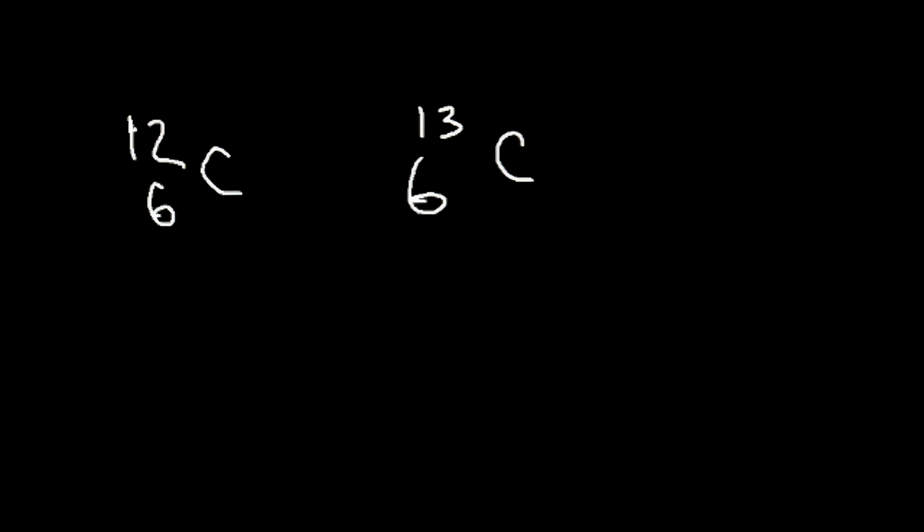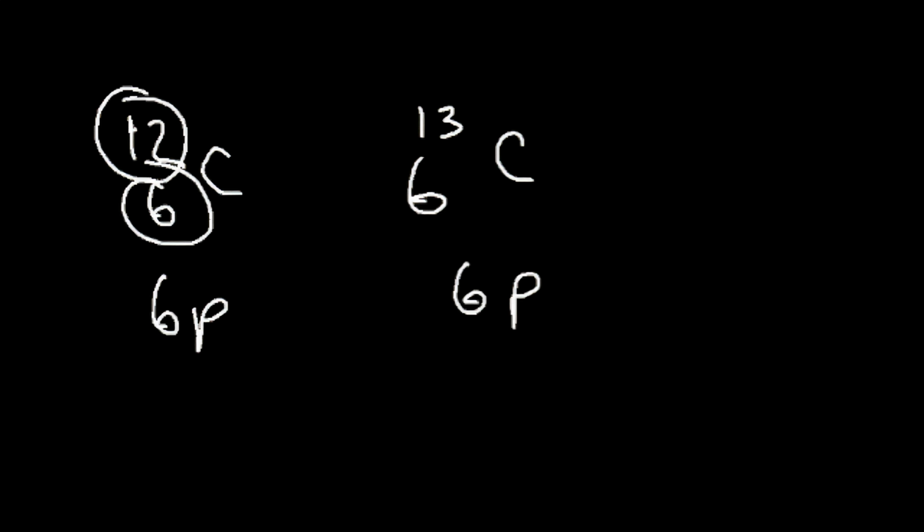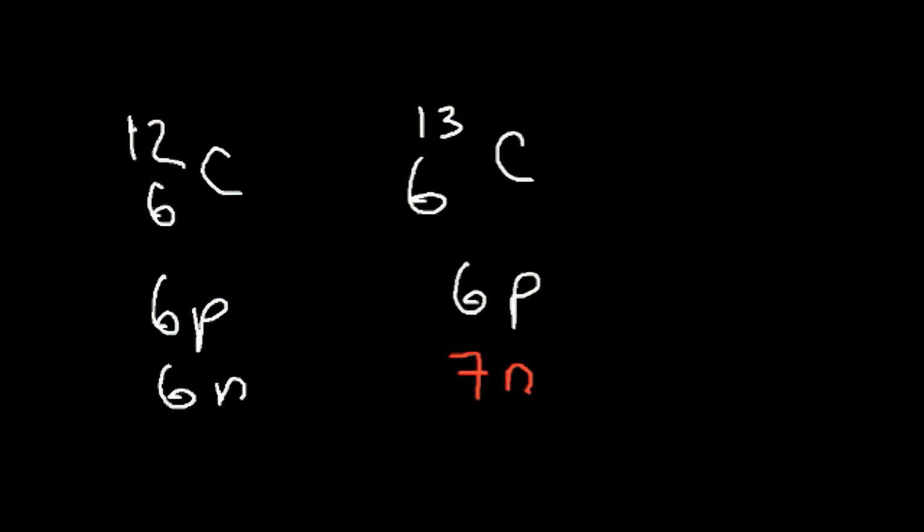Now, how many protons are found in each of these two isotopes of carbon? Both contain 6 protons. To find the number of neutrons, it's the mass number minus the atomic number. So the one on the left contains 6 neutrons, the one on the right has 7 neutrons. 13 minus 6 is 7. But because these are both atoms of carbon, that means that they're electrically neutral. The number of electrons are the same.